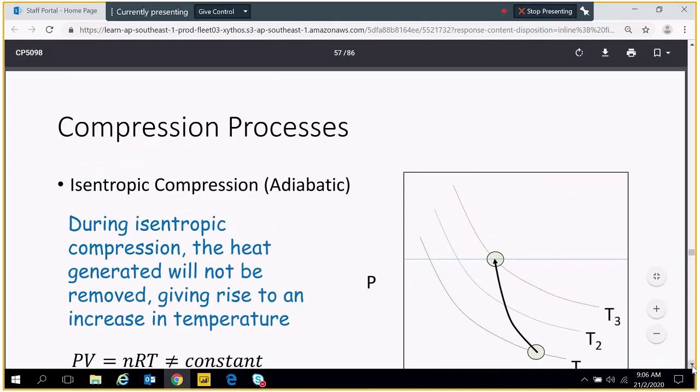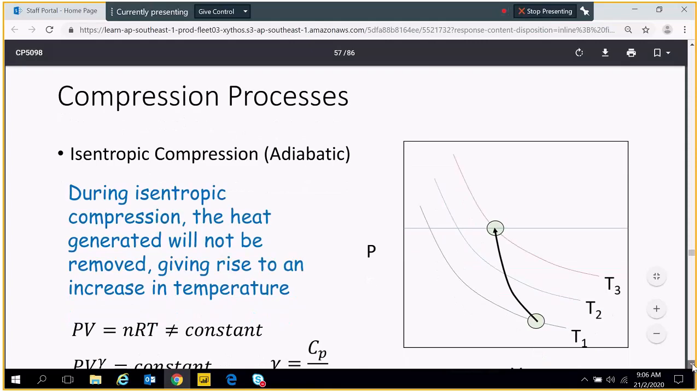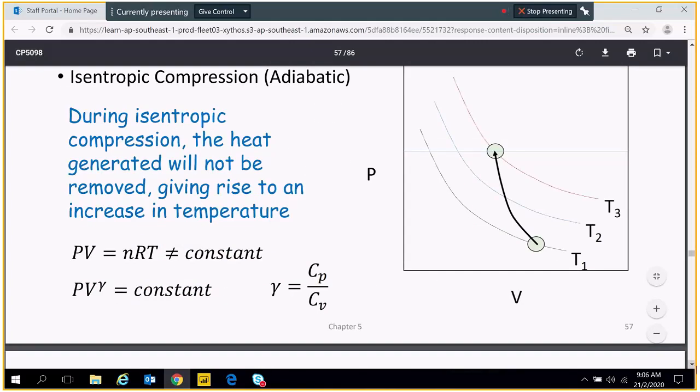This is isentropic compression, adiabatic. Adiabatic means that Q in equals 0, Q out equals 0. There's no heat transfer, no heat going into the compressor, no heat getting out of the compressor. So that is isentropic, constant entropy, or adiabatic. It's from here to here, and it will give rise to an increase in temperature.